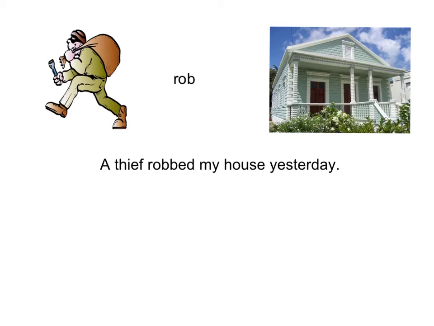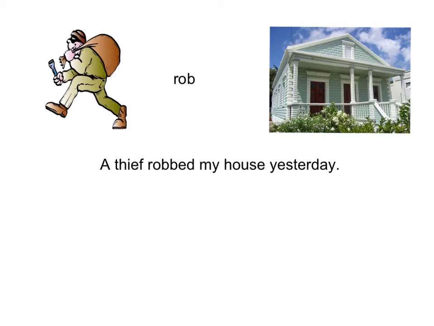Now let's see if you can do it. So this guy here is a, how do you say it in English, is a thief. And this is my house. So what do you think the verb is that connects the thief and my house? The verb is rob. So now let's make an active sentence with thief, rob, my house. I would say a thief robbed my house yesterday. Got a subject, verb in the past tense, object, and this is my preposition or prepositional phrase.